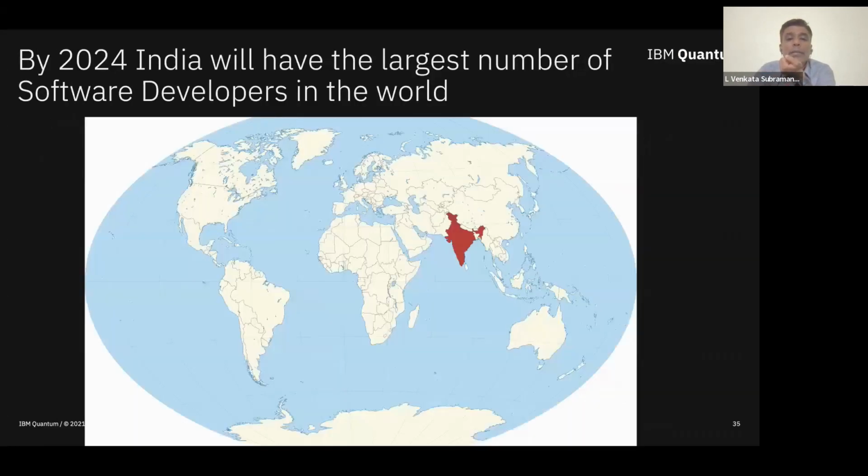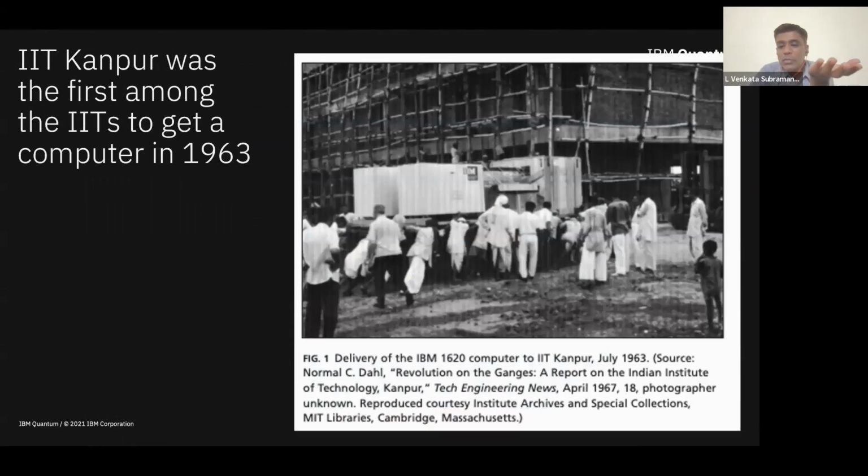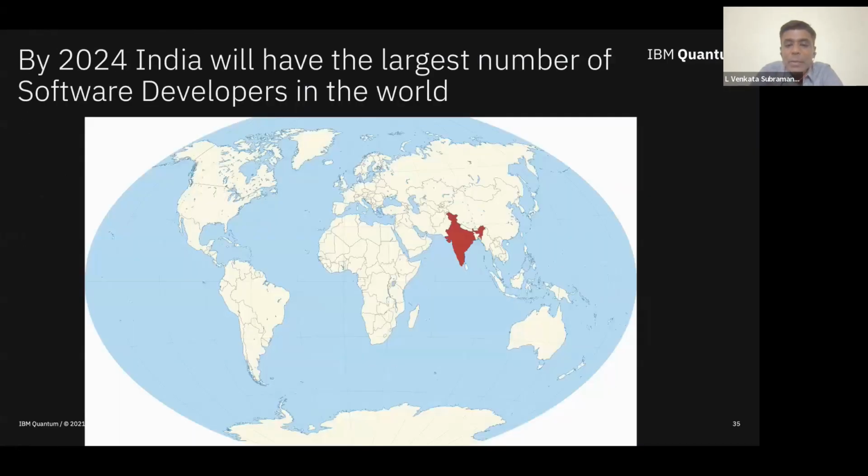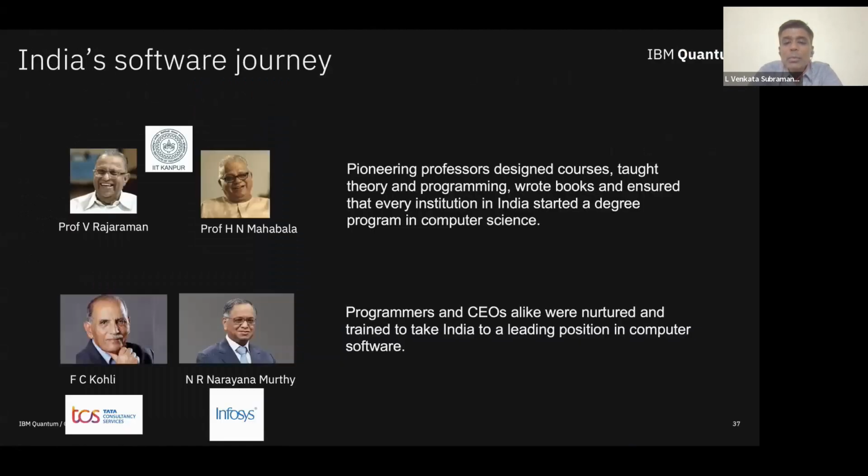So 2024 will have the largest number of software developers in the world. We did great in software, maybe because of the efforts of IIT Kanpur and many of the educational institutions of that time like TIFR. But as I said, we missed a lot of the other buses like hardware, telecom, and many of the others, right? And to make it happen, there was a journey which India took.